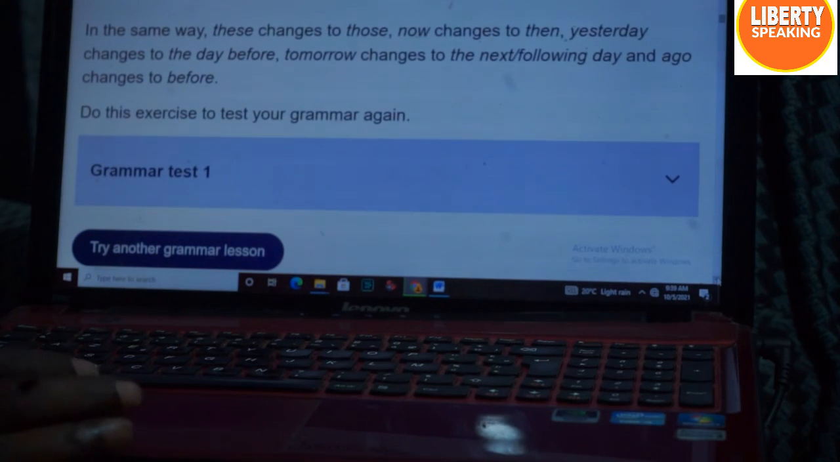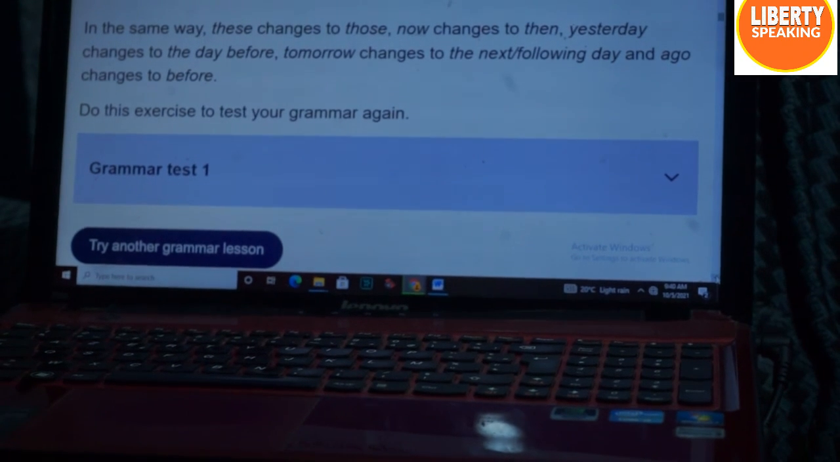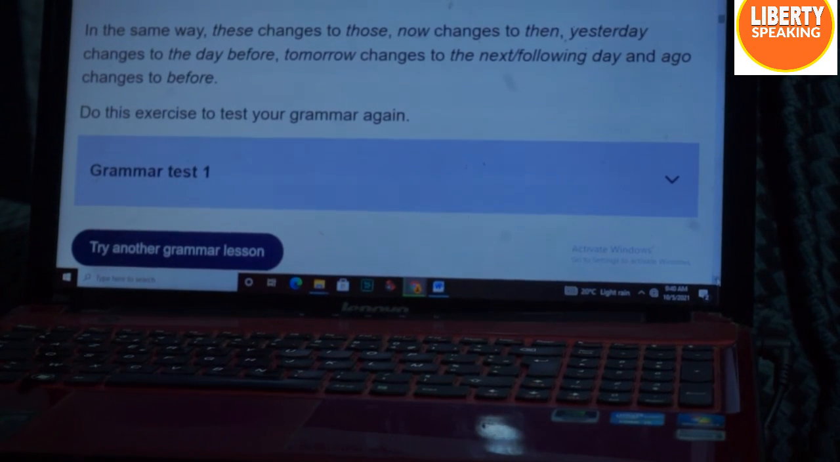In the same way, this changes to that. These is the plural of this. These changes to those. Now changes to then. Yesterday changes to the day before. Tomorrow changes to the next or following day. And ago changes to before.